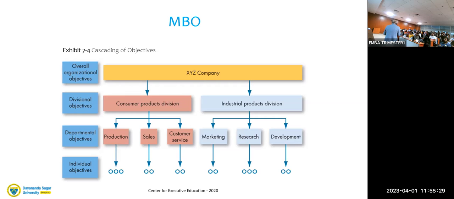And so Drucker came out with this brilliant model, and he said that there is XYZ company. You have overall organizational objectives, divisional objectives, departmental objectives, and individual objectives. And then it's a cascading thing. Obviously, the individual objectives must be in alignment with the overall organizational objective. It is very important. And this must be the flow.